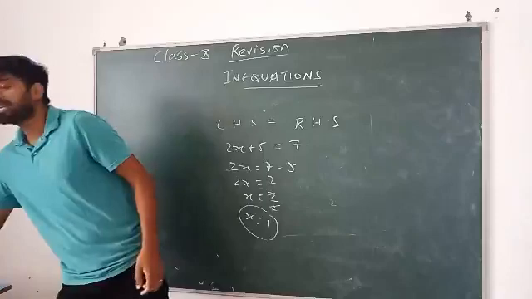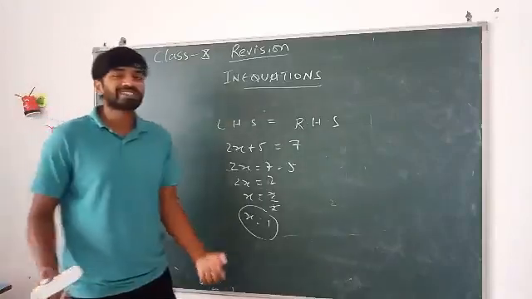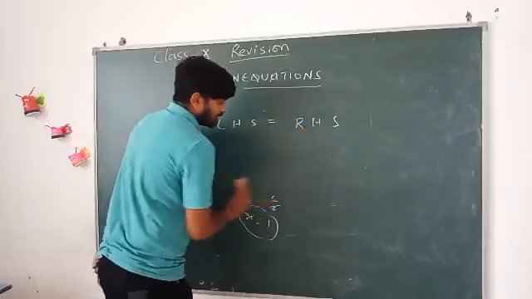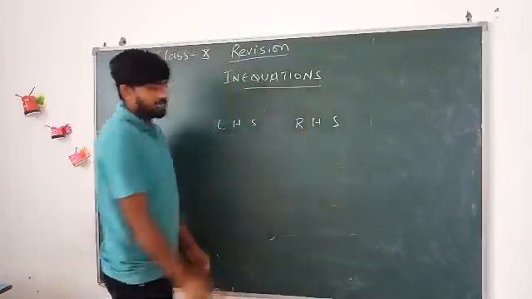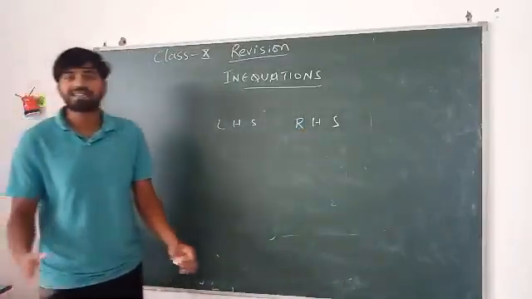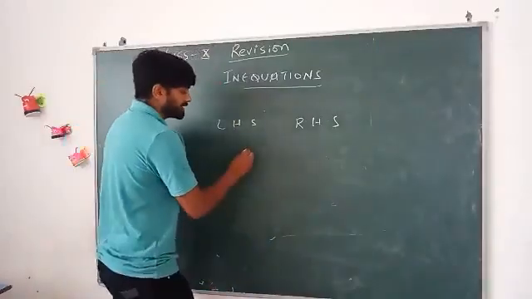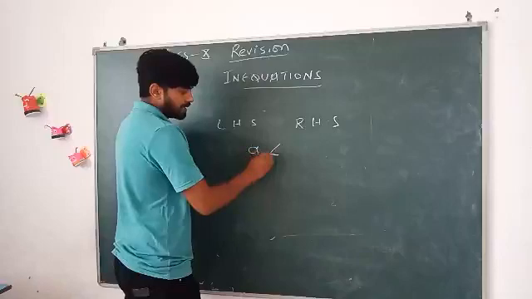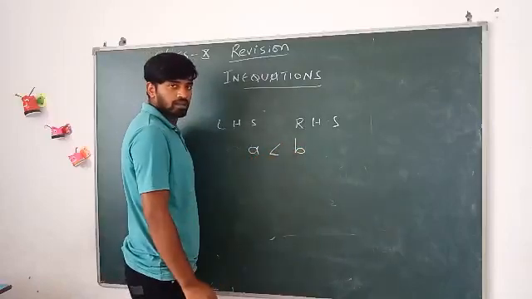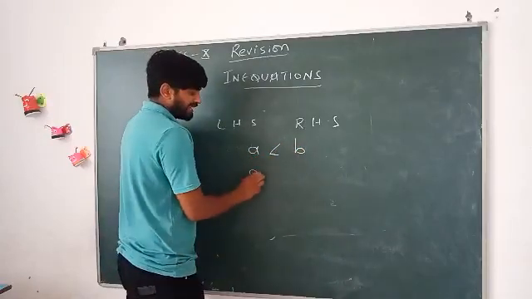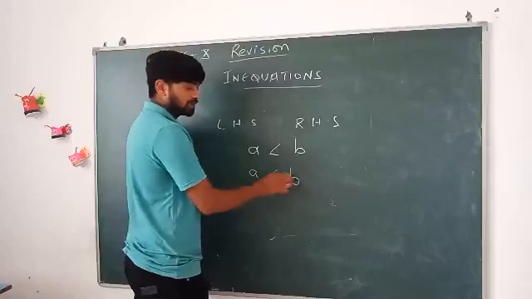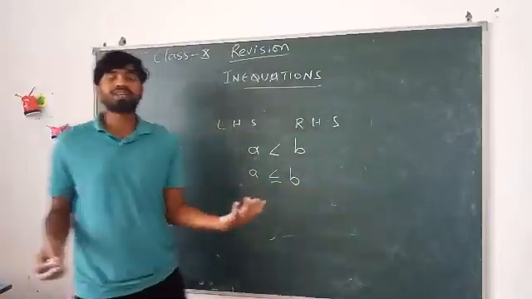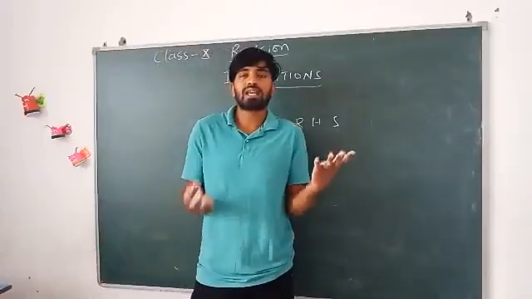But today we will be learning about what if left hand side is not equal to right hand side. If left hand side is not equal to right hand side, there are other signs that I can put in the middle. For example, let's say less than. A is less than B. I can also write A is less than or equal to B. In this, both the sides are not equal. One side is heavier, one side is lighter.